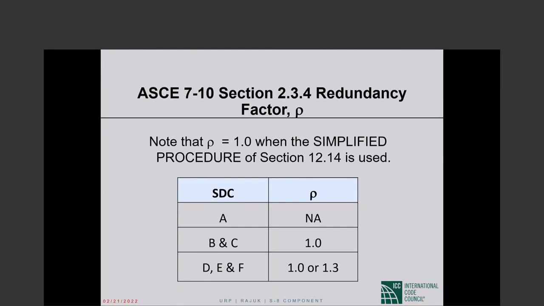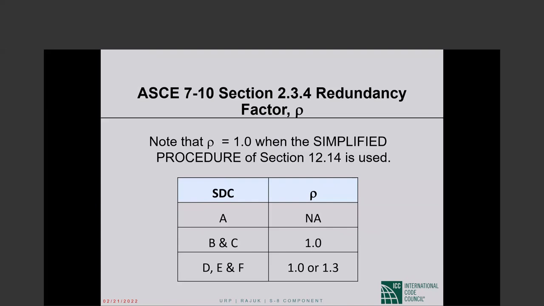So this is the beginning of our discussion of redundancy, or specifically the redundancy factor rho of ASCE 7, which does not appear in BNBC any place. There is no rho factor in BNBC. In the design load combinations, it is assumed to be 1. In ASCE 7, there is a simplified design procedure, standalone section 12.14. If you're doing simplified analysis, rho is equal to 1. That is something that I typically don't even think of mentioning.